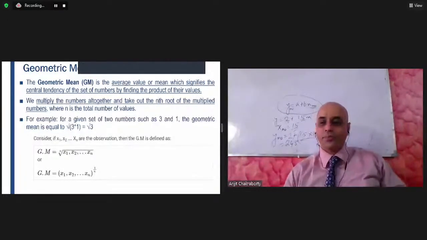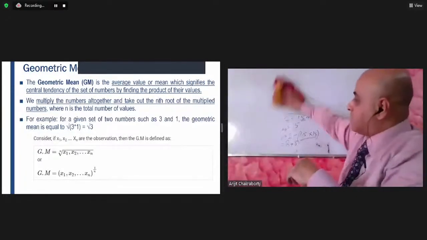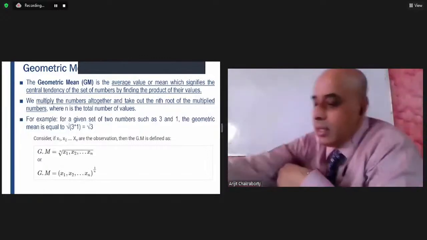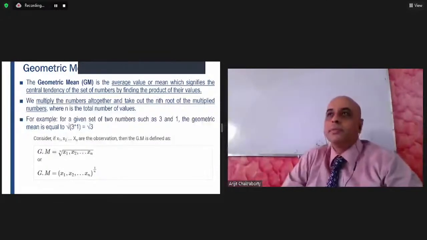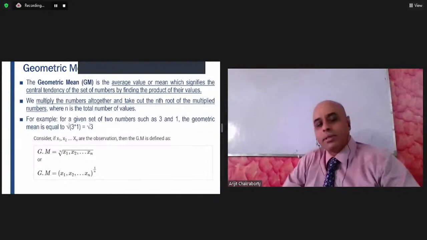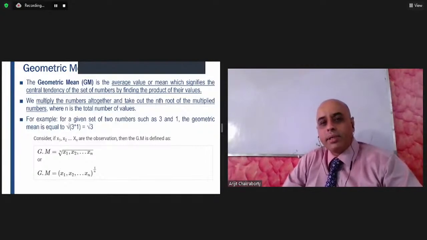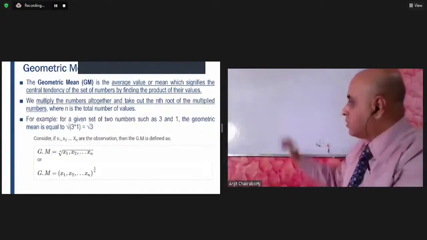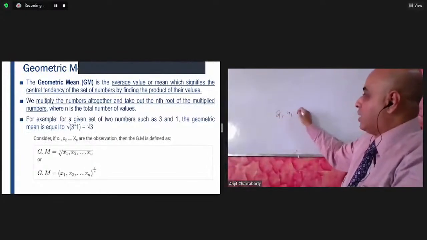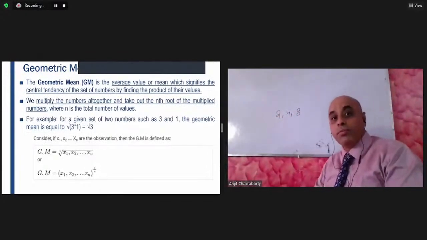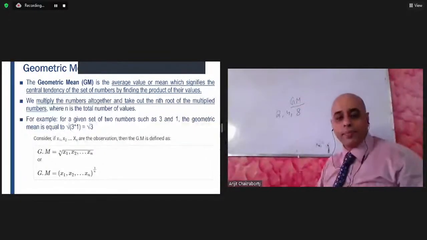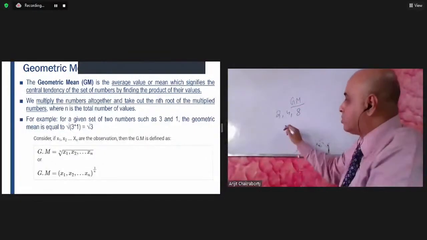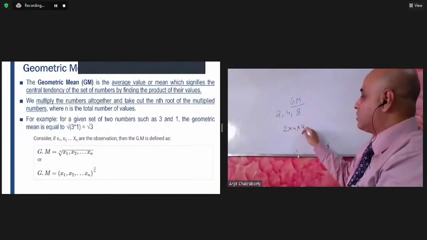Okay, so let me take an example to make it as simple as possible. Let us take 3 numbers. Let me take 2, 4, and 8. What will be the geometric mean? I give the heading GM. First, you multiply them. Okay, I multiply. So 2 into 4 into 8.